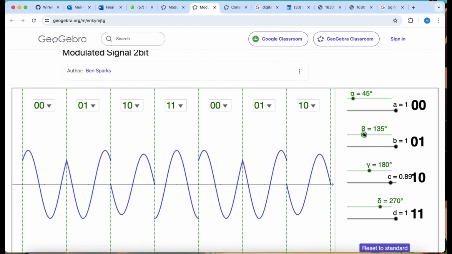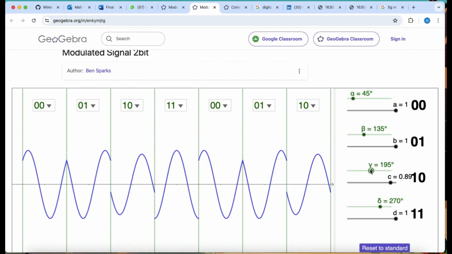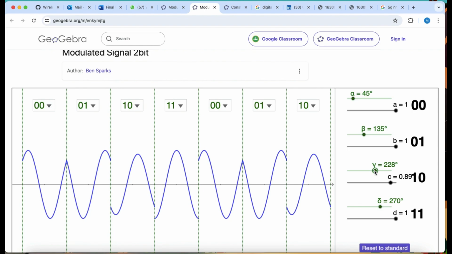To get an idea, this is what it is. So 90 plus 45 will give me 135. Then we have 180, and 180 plus 45 would give me 225. So I'm giving a break of 45 degrees. So 45, 135, 225, and then this is going to be 315.